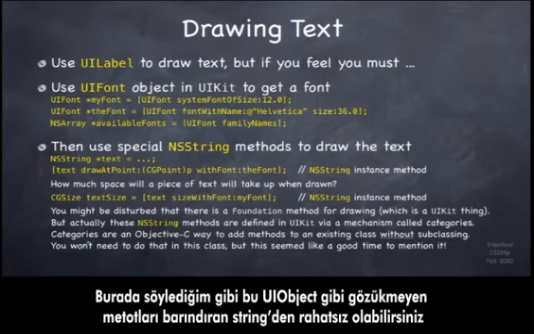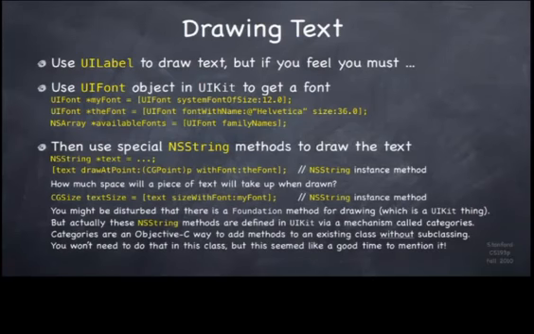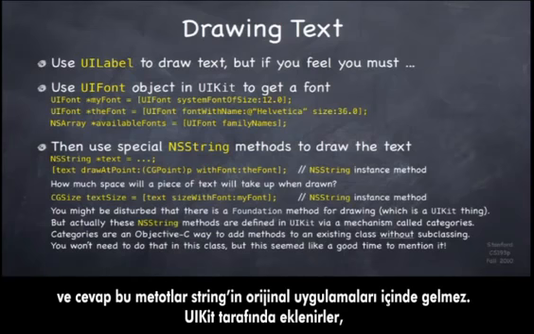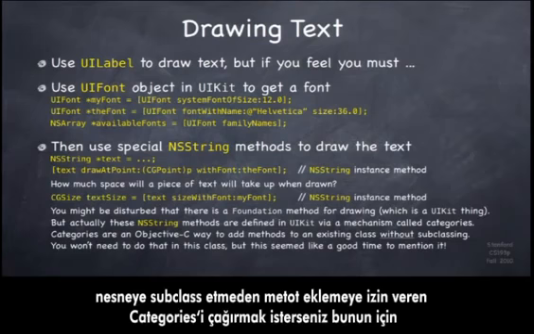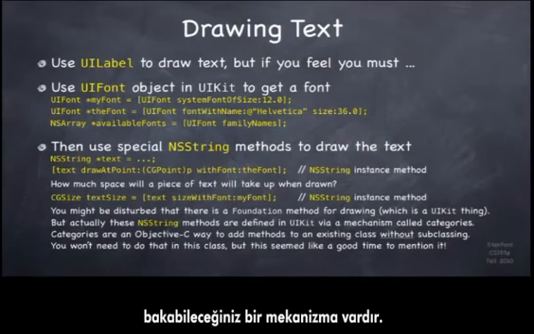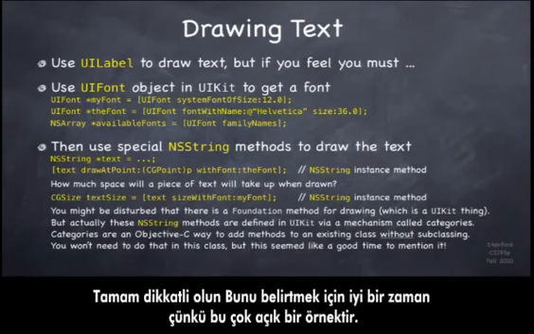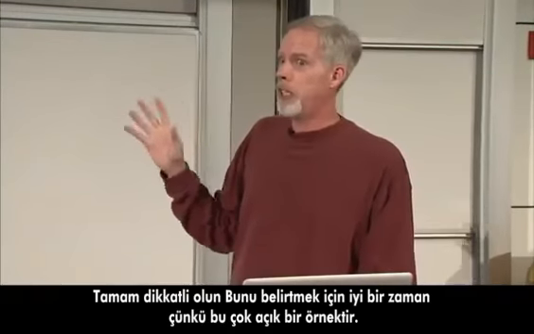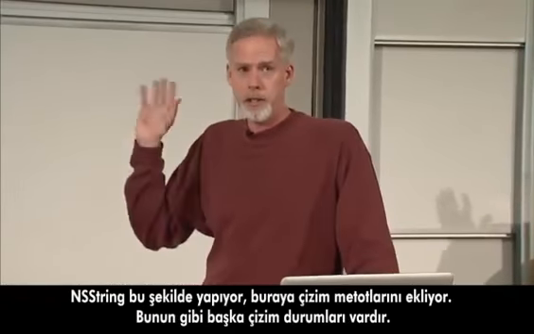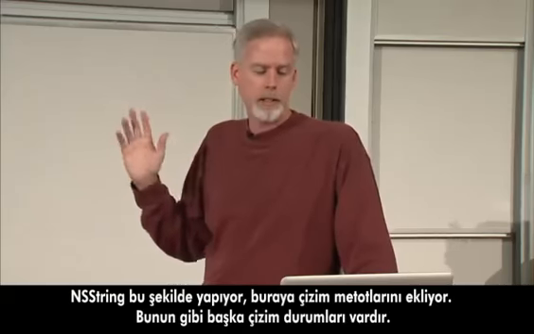Now, as I said up here, you might be disturbed that string, which doesn't seem like a UI object, has these methods in it. And the answer is those methods don't come with string in its original implementation. They're added by UIKit, and there's a mechanism in Objective-C, which you can look up if you want, called categories, which allows you to add methods to objects without subclassing them. Okay, be careful of that. This is just a good time to mention it because this is such an egregious, obvious example of doing that. But that's how NSString adds these drawing methods. There's some other ones too, draw in rect, things like that.